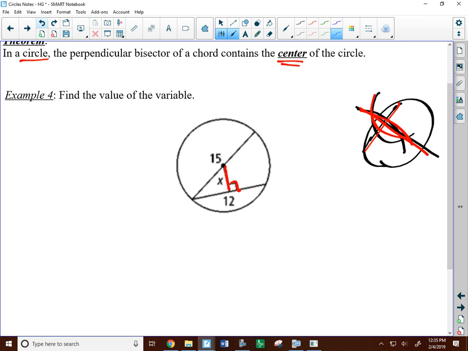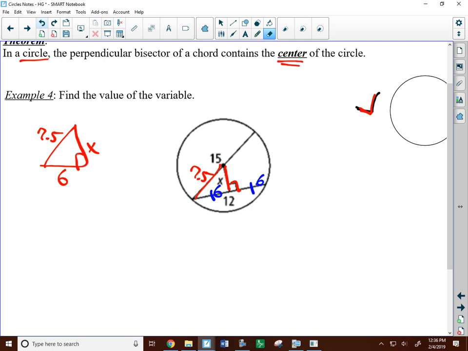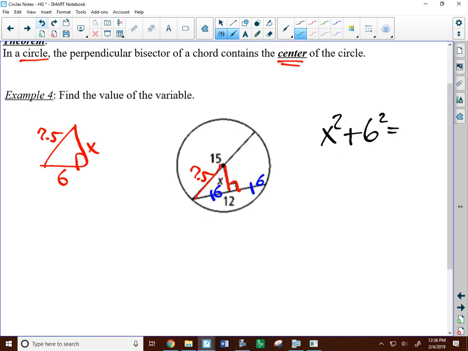Okay, so since this is perpendicular, it bisects the 12 into 6. So 6 and 6. All right, so it boils down to this. We're finding x in that right triangle, and this is 6, and this will be 7.5, half the diameter. Okay, so we use the properties of circles, and we get a right triangle equation. And we can do Pythagorean theorem. X squared plus 6 squared equals the 7.5 squared.